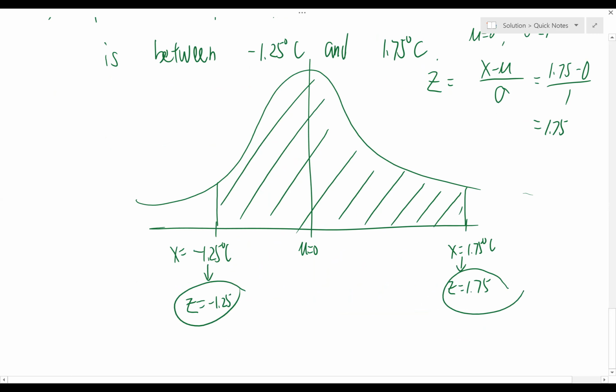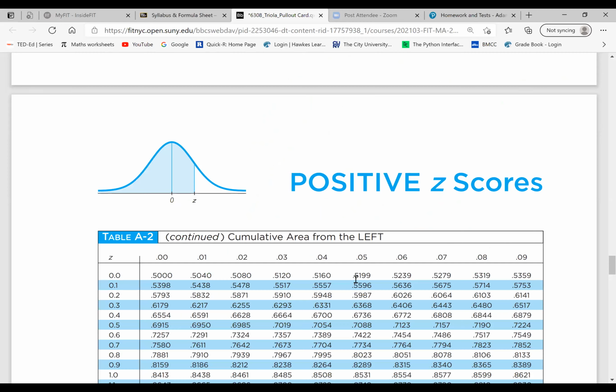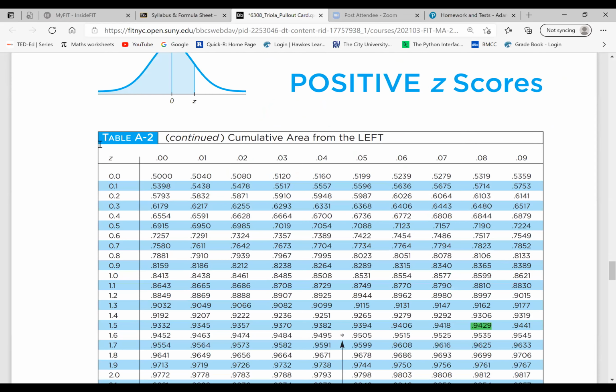And we cannot get to the probability directly, so we need to use the z-score to find the probability. Now if you look at the z-score of 1.75, you always use the bigger z-score first, and then go to table A2. Now if you go to the second page of table A2, just use this.